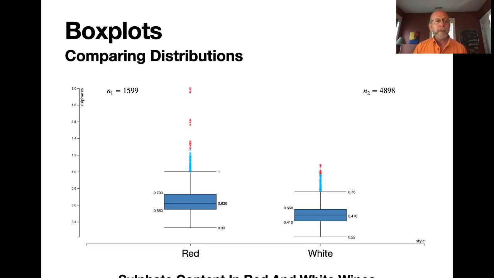So we can conclude from this that the distribution of sulfate content in red and white wines is different. Red wines tend to have more sulfate than white wines, and their distribution is more spread out, right? Not only is the IQR for the red wines, which I can see as the height of the box in this vertical box plot, a little bigger than it is for the whites, but also the total range, especially the high outliers in the red distribution, are much more prevalent than they are in the white distribution.